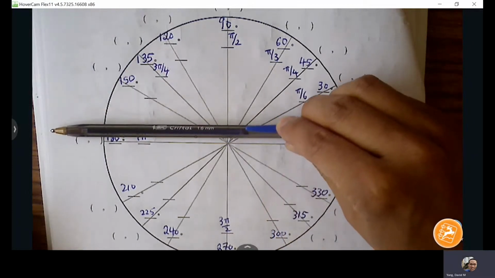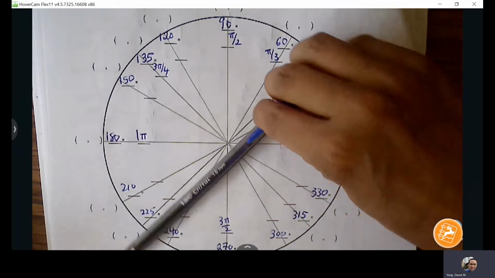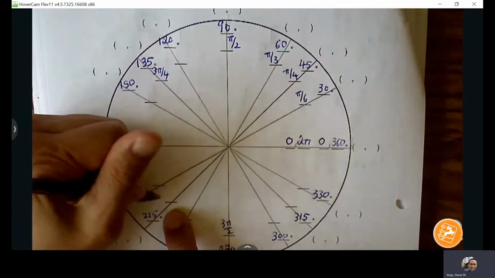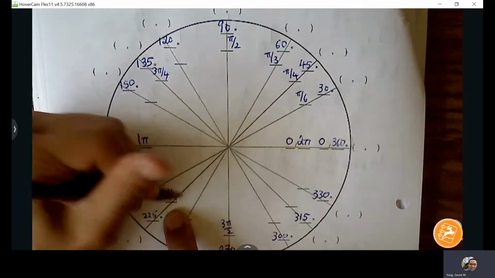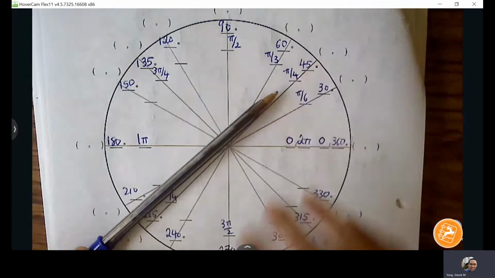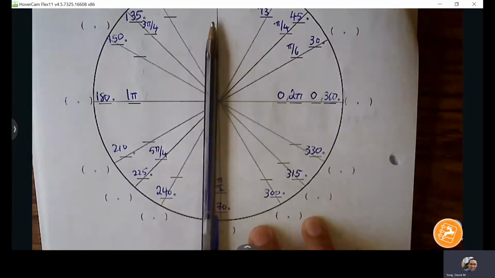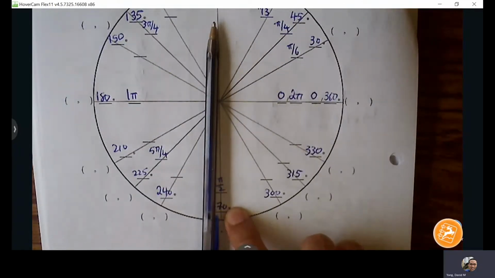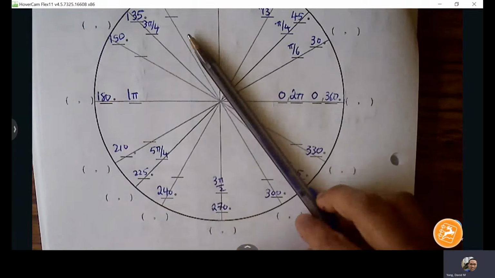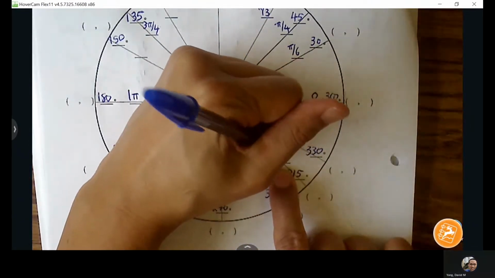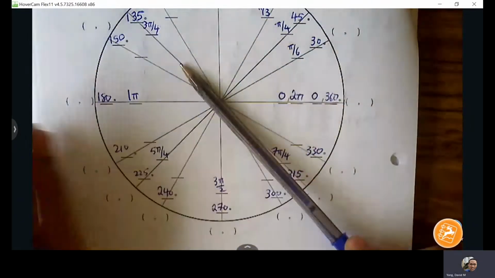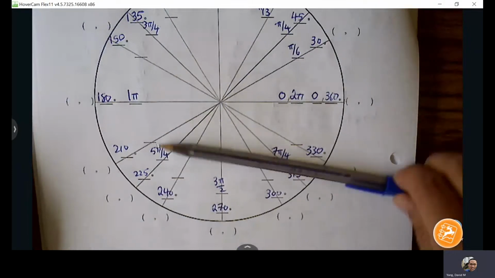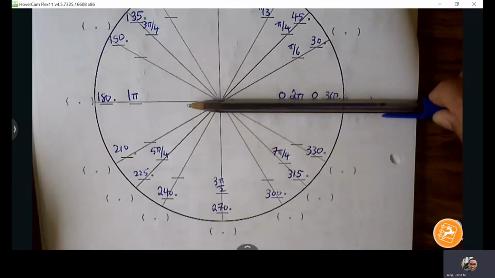4 over 4 plus 1/4 is 5/4. 5 pi over 4. 5/4 plus 1/4, yeah, 6/4. That's a duplicate. 6/4 plus 1/4 is 7/4. Open slot. 7/4 plus 1/4 is 8/4, which is 2, and that takes us to our beginning point.